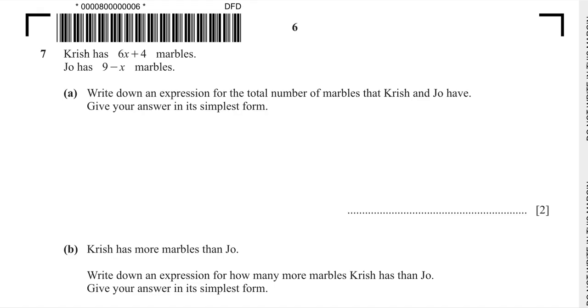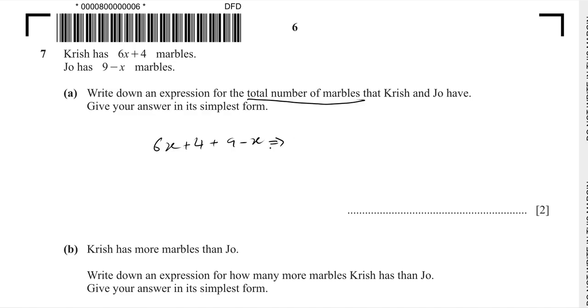Question number 7 says, Krish has 6x plus 4 marbles. Joe has 9 minus x marbles. Write down an expression for the total number of marbles that Krish and Joe have. Give your answer in simplest form. So first, we have to write down an answer for the total number of marbles. All we have to do is take these 2 and add them together. We have 6x plus 4 plus 9 minus x.